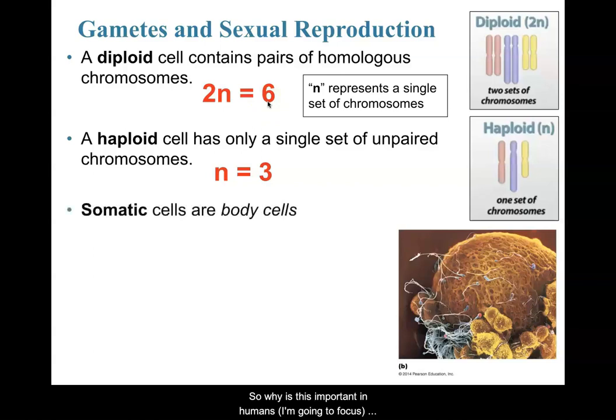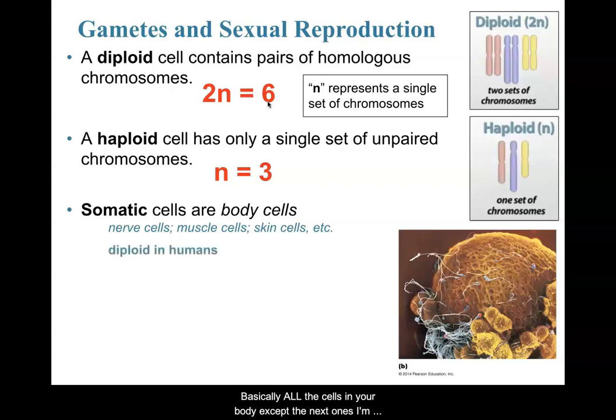In humans, I'm going to focus that we have somatic cells. These are body cells. Basically, I'm talking about every cell in your body. So somatic cells, body cells, I'm talking about your nerve cells, muscle cells, skin cells, maybe a liver cell. Basically, all the cells in your body, except for the next ones that I'm going to mention. Somatic cells are diploid in humans. We have that 46 total chromosome number, 2N equals 46. We have chromosome partners, aka homologous chromosomes, occurring in somatic cells.